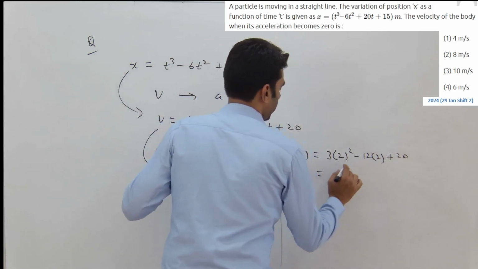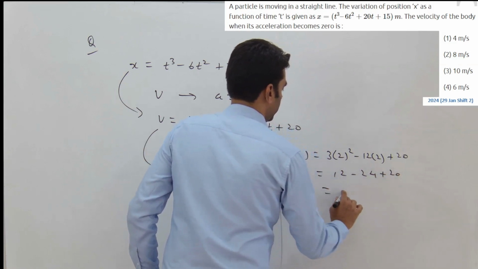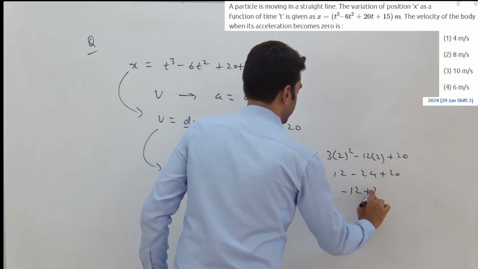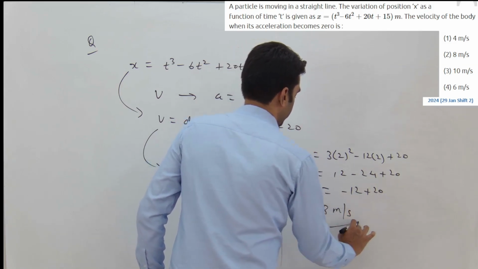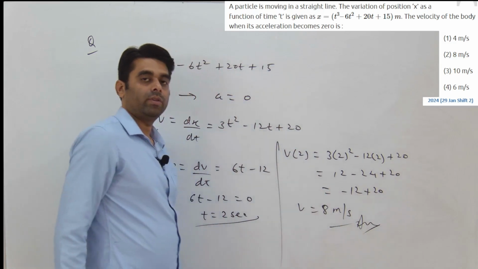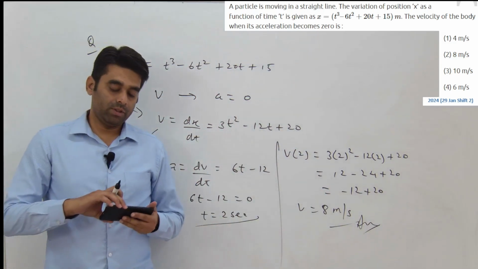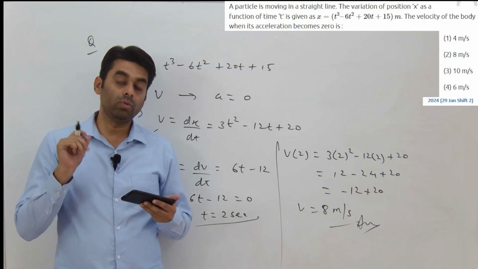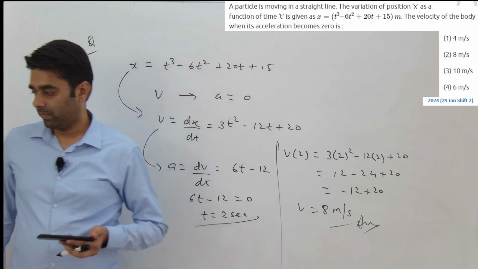What are we getting? 4 times 3 is 12, minus 24, plus 20. This is minus 12 plus 20. So v value comes out to be 8 meter per second. Answer for this question will be 8 meter per second. Now check the option. Which option is giving us 8? The second option is giving us 8 meter per second, right? Let's move to the next question.